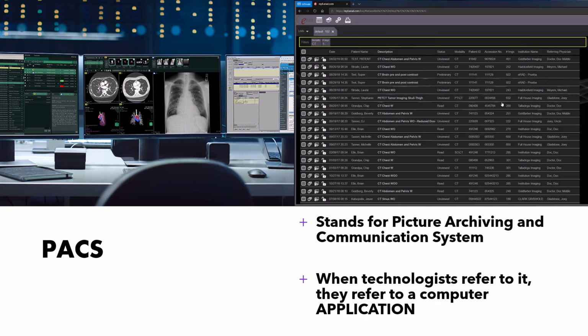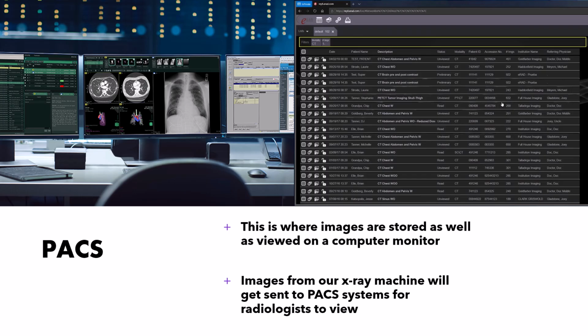PACS is the Picture Archival and Communication System. Basically, think of PACS as where we're going to store the images. Instead of having a film storage room, we're going to store them on PACS. You can alter them. You can look at them. You can send them remotely. They let you do many things. But basically, this is where they're stored and they're shared.